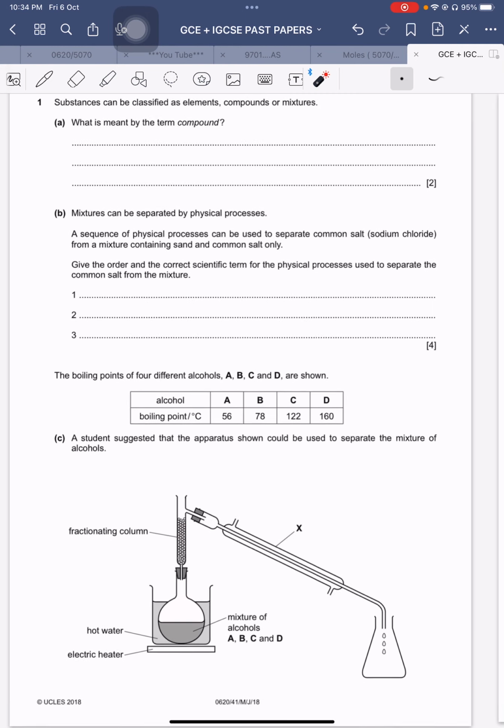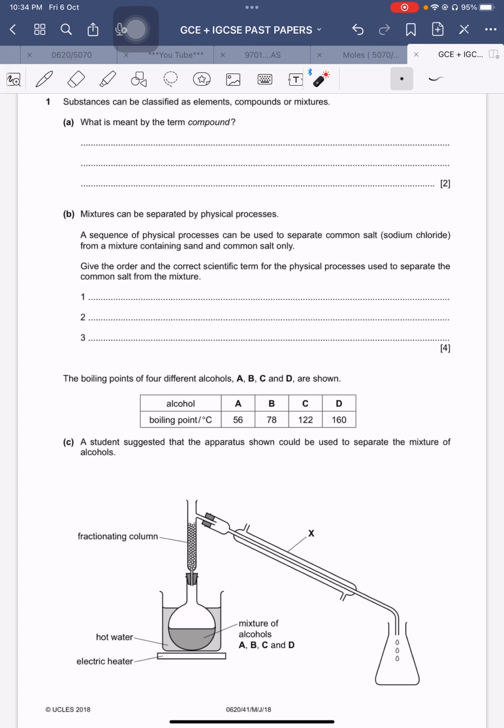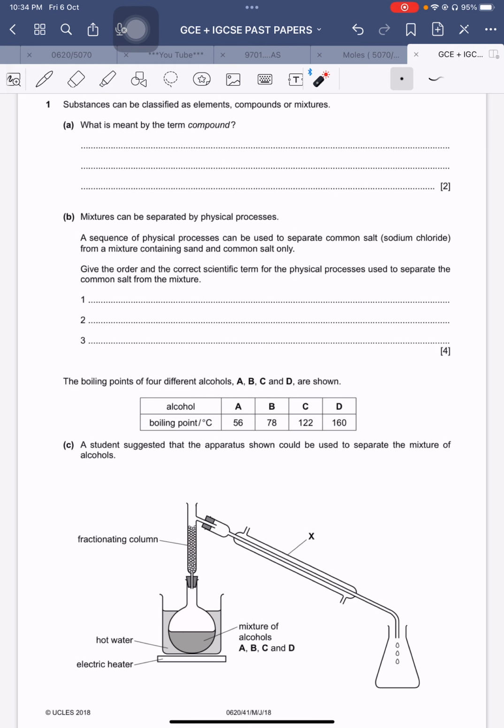So substances can be classified as elements, compounds, or mixtures. This topic is not particularly part of kinetic particle theory or separation and purification techniques, but let me inform you of this as well. What is meant by the term compound? A compound is a chemical combination of two or more different types of elements.